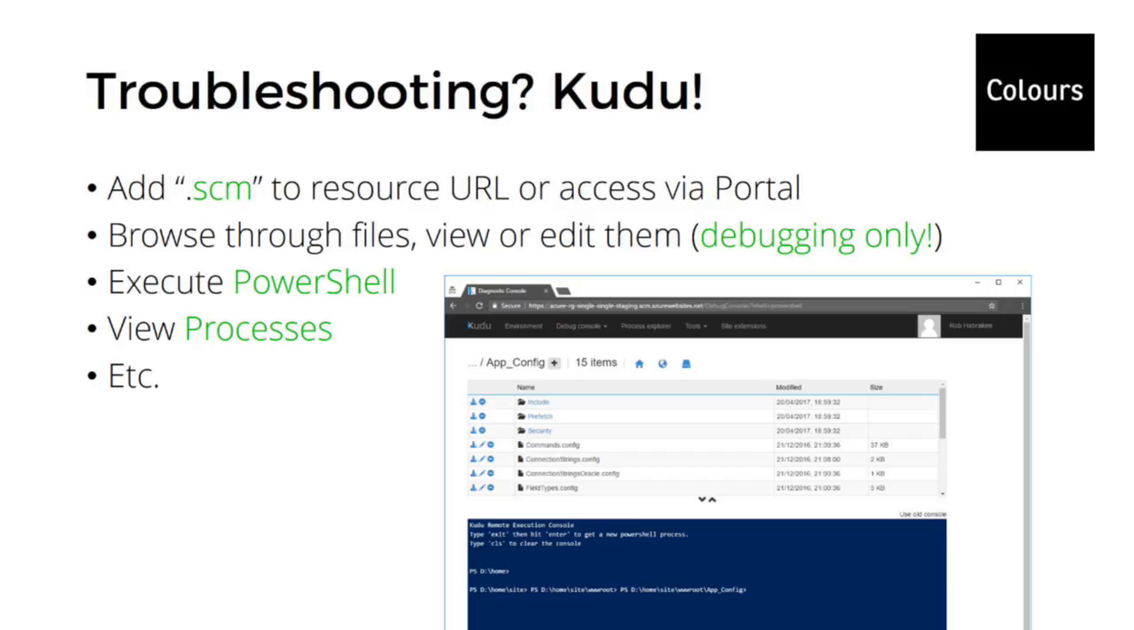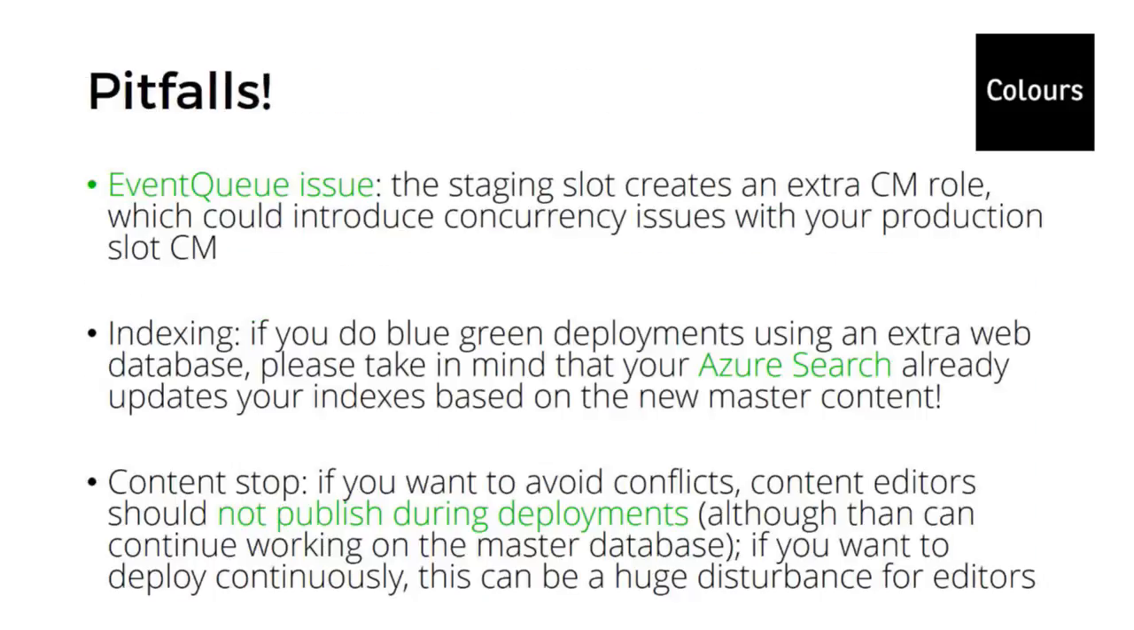So important to do. If you want to troubleshoot, you can add SCM to the URL, which you also will see when you go through the portal. And you can actually browse through your files. You can edit them, which you should not do, but for debugging purposes it could be useful. You can execute PowerShell scripts on your machine, so you don't have to redeploy all over again. But once again, only use this to view what's going on, or FTP into your web app, which also can be done. That can be very useful for troubleshooting.